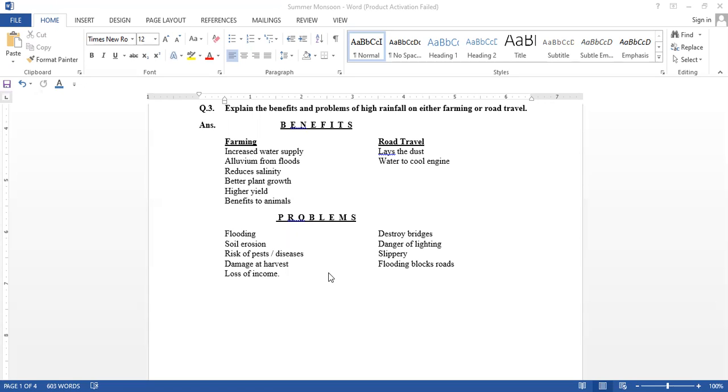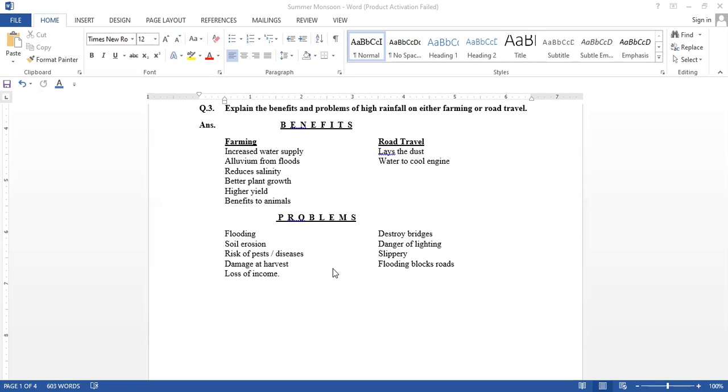But I said, when a person is moving with the help of a vehicle on the road, there are advantages as well as disadvantages and problems too. Due to heavy rainfall and severe flooding, bridges can be destroyed, which creates communication problems. Sometimes the danger of lightning is also there, and most of the time slippery roads cause serious accidents, and in case of flooding that really blocks the road, it creates communication problems.